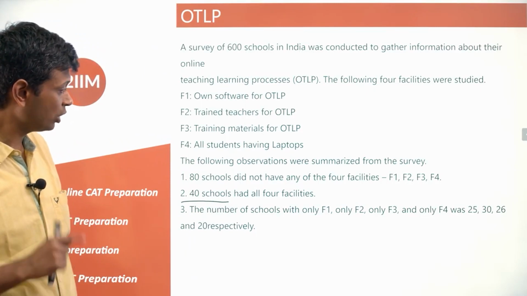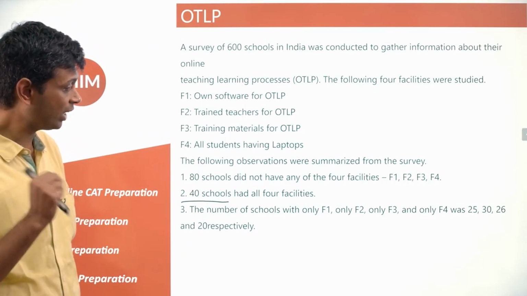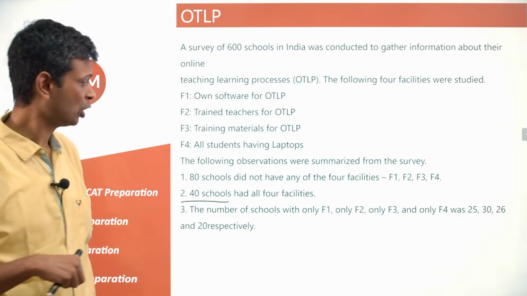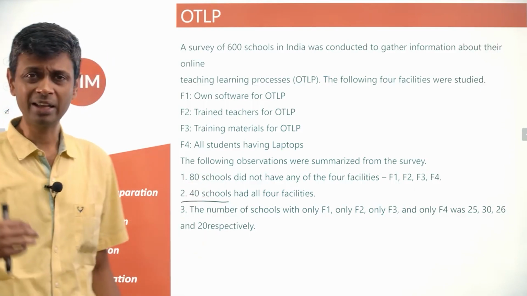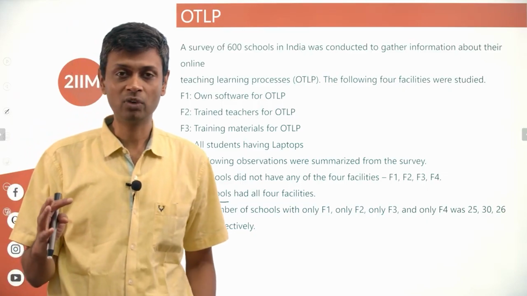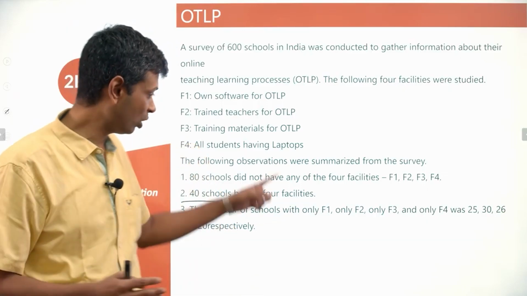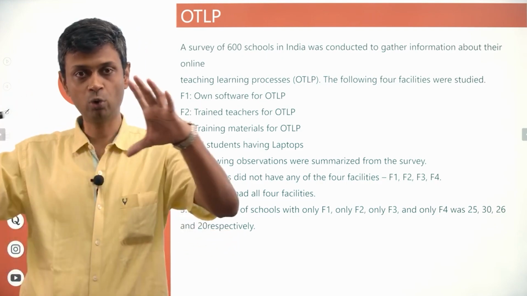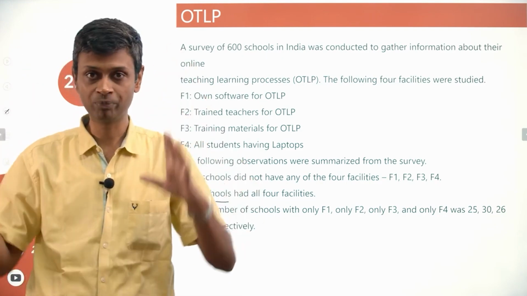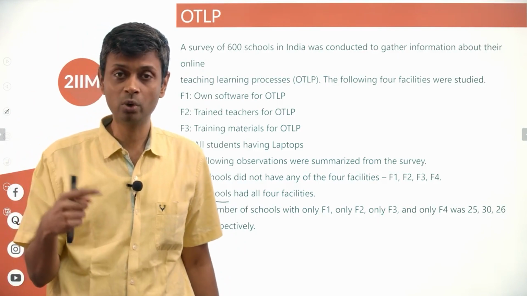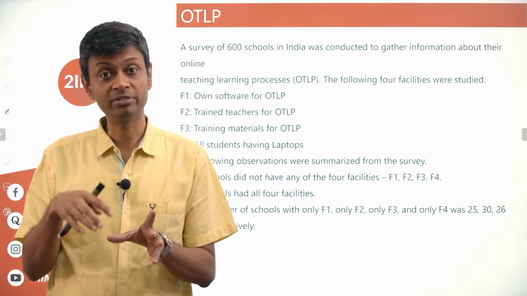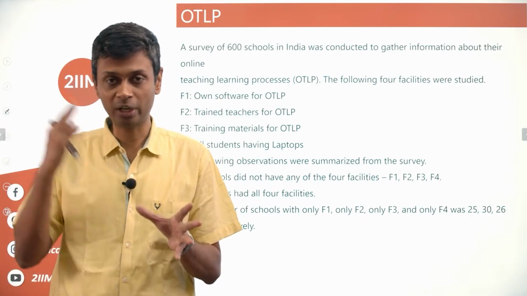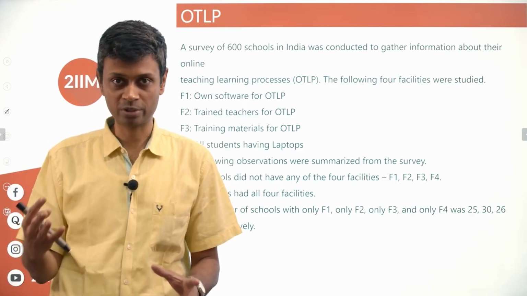The number of schools with only F1, only F2, only F3, and only F4 was 25, 30, 26, and 20 respectively. But lots of data, lots of numbers. Even at this point, you can sense that you've got to draw a diagram and put that in, because beyond this, you can't retain. 80 outside, 40 in the middle, then 4 onlys. Yeah, okay, I can grab it. But now I suspect we're going to go into territory of F1, F2, and F3, F2 and F4, but not the other 2. And that becomes tricky to try to remember, but this is a Venn diagram question, right?